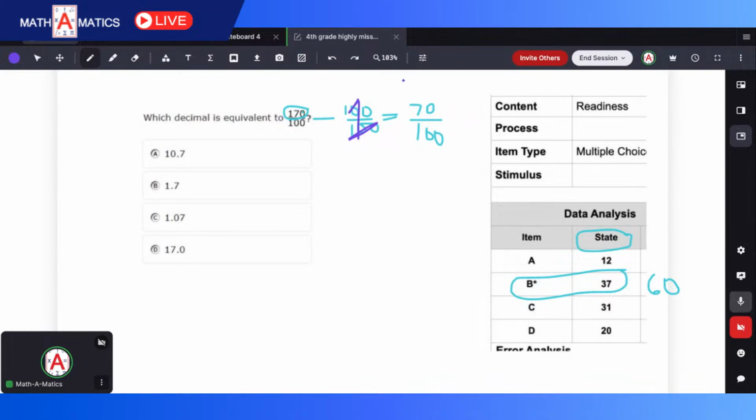Well, we know right now we have 70 over 100, and our students can work this a few ways. Okay. So we have 1 and 70 over 100. And since we know that 70 is not bigger than 100, we know we don't have another whole to take out. So we can eliminate A and we can eliminate D as well.